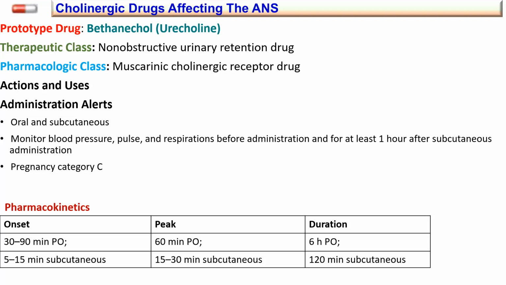In addition, it is used to treat non-obstructive urinary retention in patients with a lack of muscle tone, called atony of the bladder. This drug is never administered IV or IM. It is given orally or sub-Q, and the doses are not interchangeable. We have to monitor blood pressure, pulse, and respirations before administering the drug and for at least 1 hour after sub-Q administration.